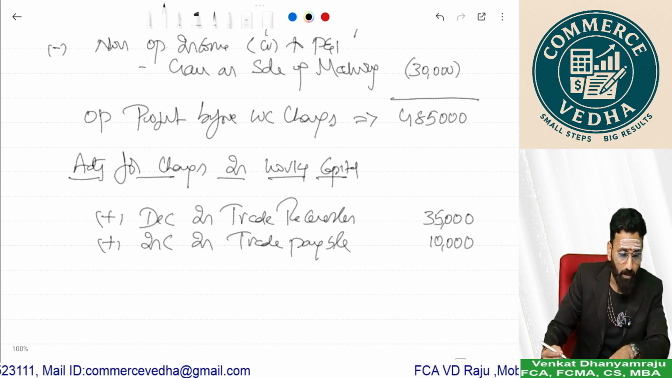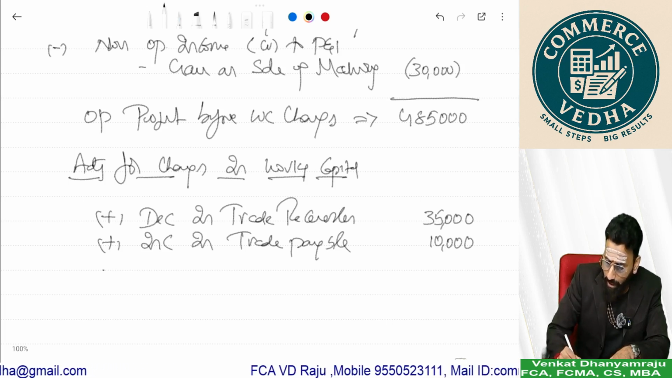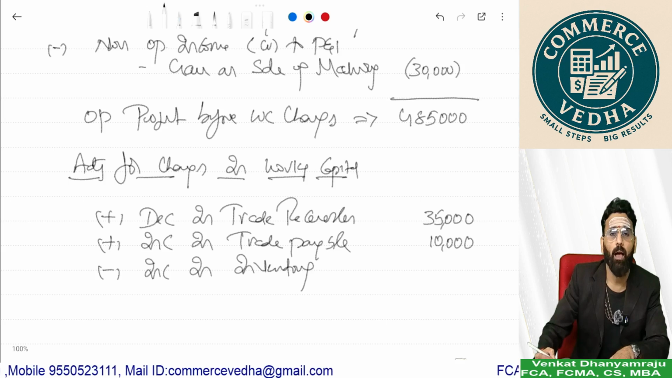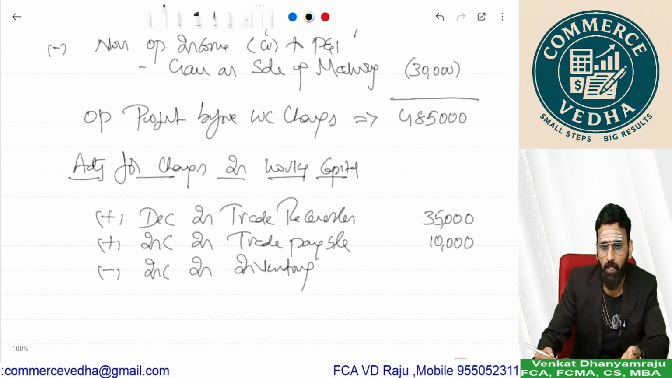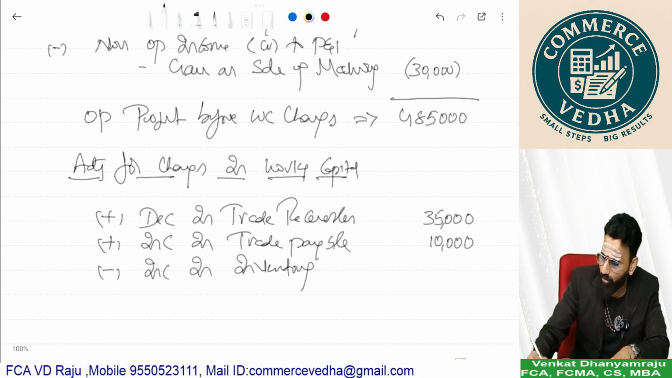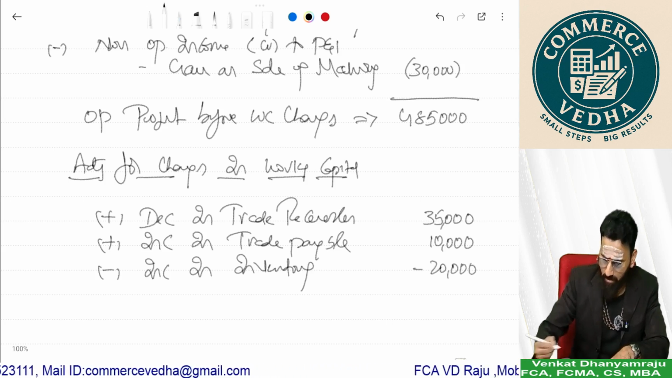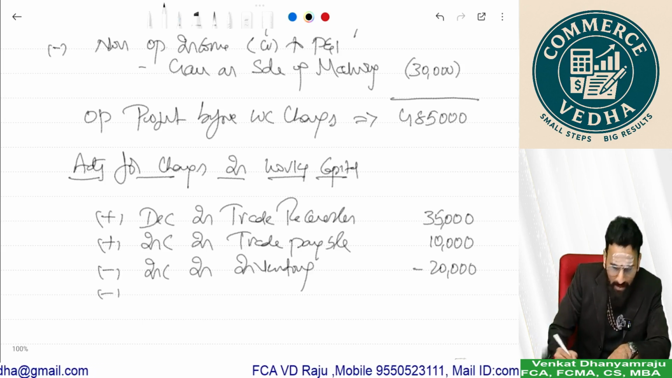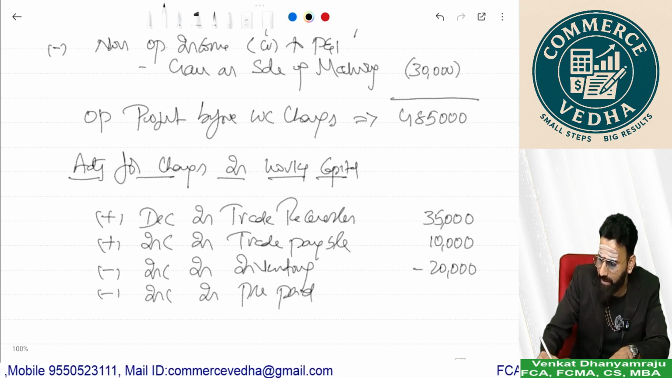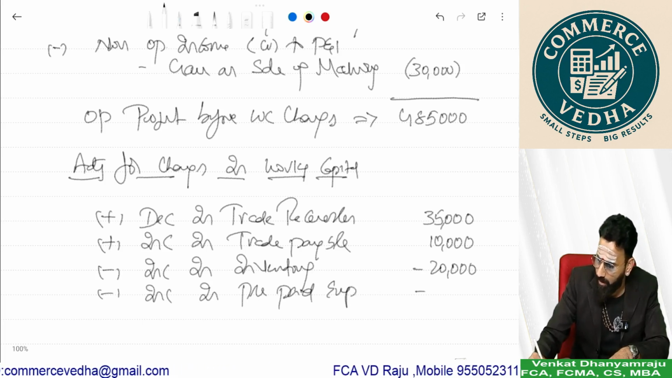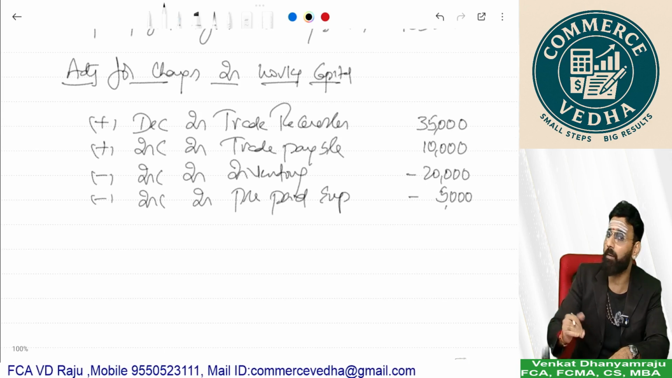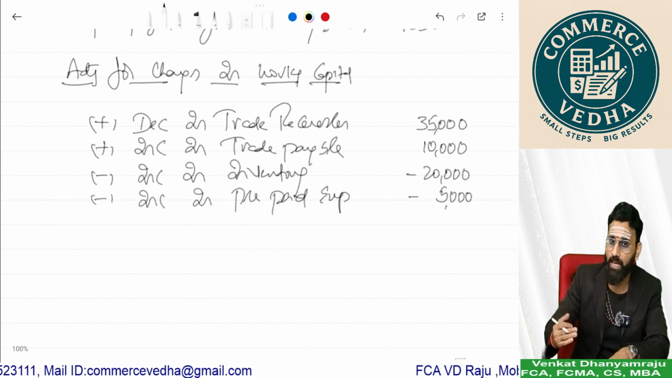And inventories increase. Increase in inventory means I purchased, my assets were increased without sale. So my working capital blocked, my cash is blocked because I purchased more inventory, which is deduct 20,000. And increase in prepaid expense. When I make expense prepaid, it means my cash outflow is more by 5,000 because I paid more cash towards expenses which is not required to be paid, but I paid. So my cash is gone out.